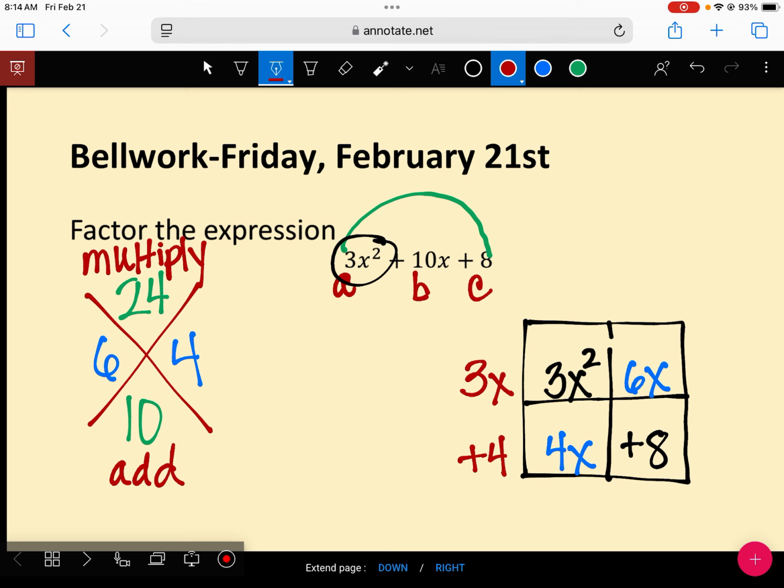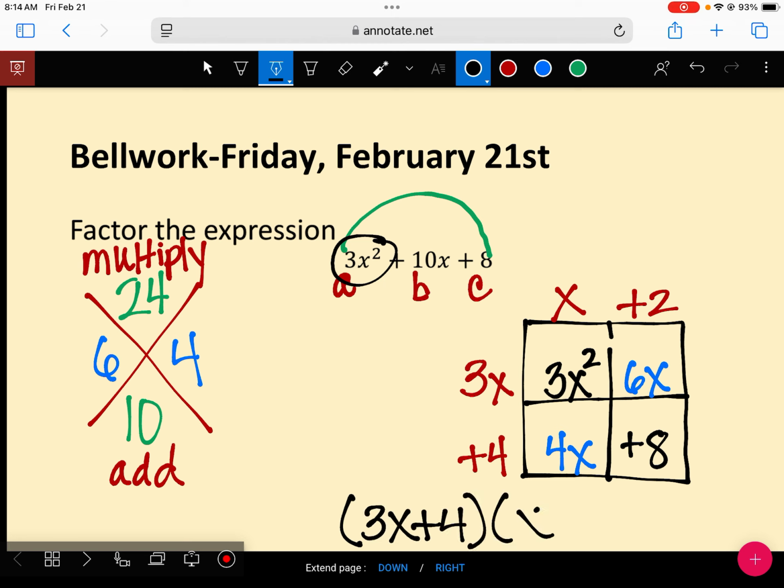The first column, we can only take out an X. And the second column, we can take out a 2. The good thing about this is that you can check it to make sure you get the answer on the inside. We know that 3x times x is 3x squared, and 3x times 2 gives us the 6x. So our final answer would be 3x plus 4 times x plus 2.